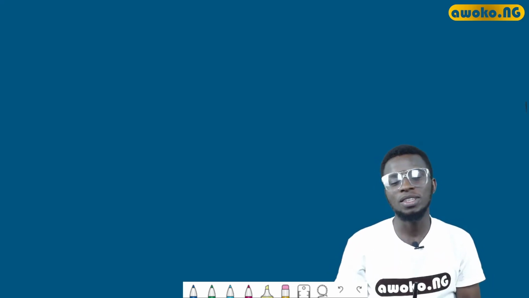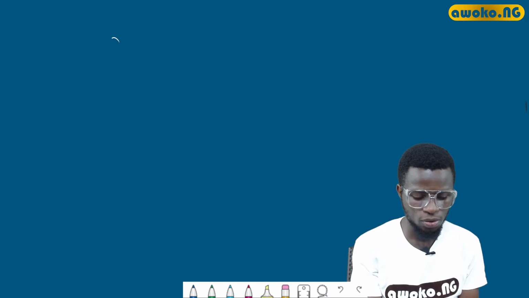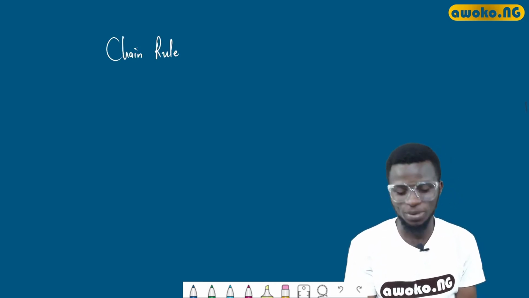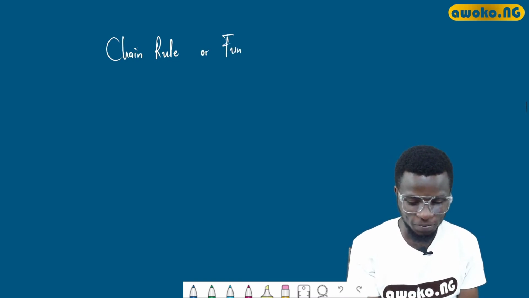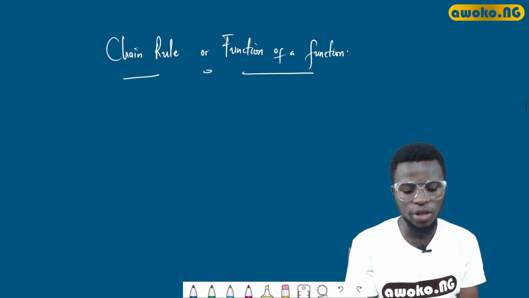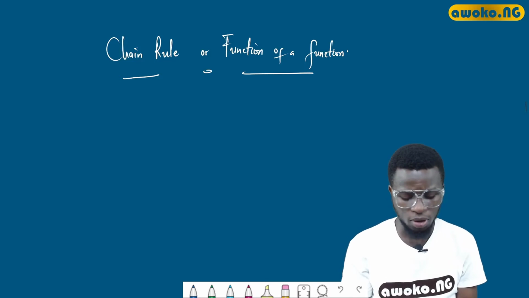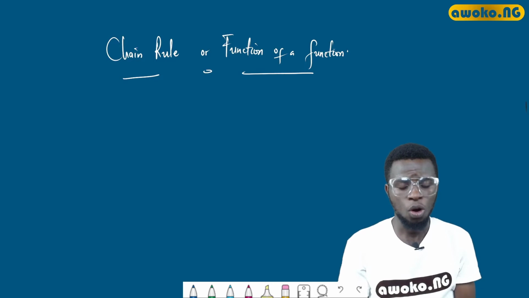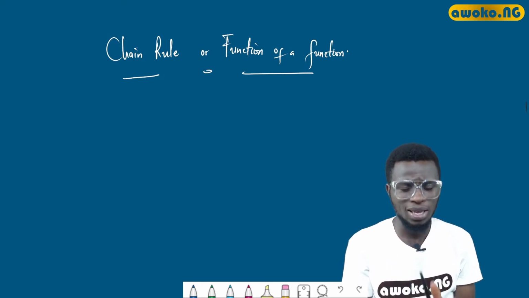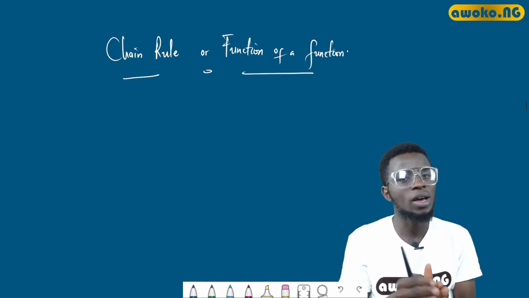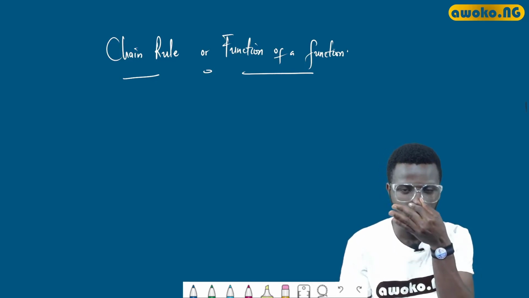Our focus for today's class is the chain rule. Some textbooks call it function of a function. How do we know when to apply this particular rule? This rule is used when we are faced with a problem of having to compute a function that is kept inside another function, or more than one function at the same time. What do I mean by this?